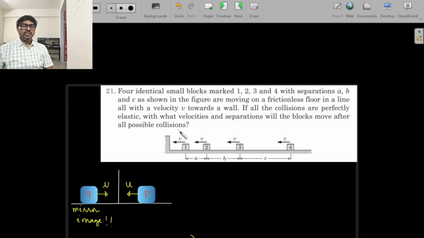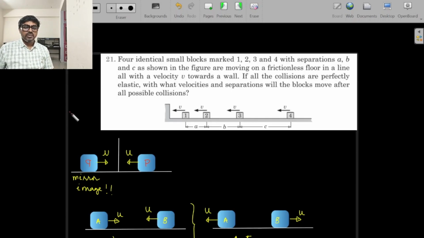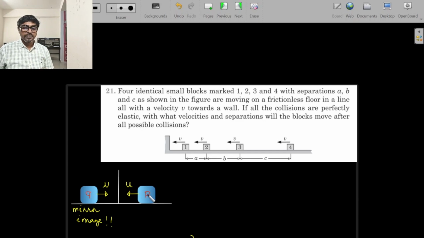So it's going to be very complicated that way. Instead of that, there is some simple idea. Let's try to understand it. First, let us take one case. Suppose you have a block P approaching the wall with speed u, and assume that the collision is perfectly elastic. Then what happens? This block will collide with the wall and it will return with the same speed u in the opposite direction. e equal to 1 we are considering.